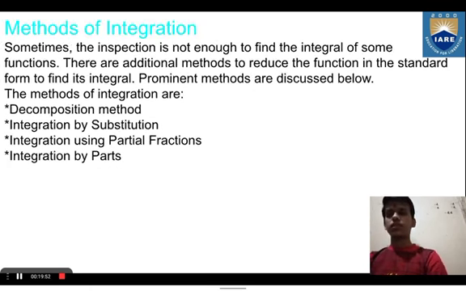Now, what are the methods of integration? Sometimes the standard formulas are not enough to find the integral of some functions. There are additional methods to reduce the function to the standard form to find the integral. What are the prominent methods which we use to find integration? They are the decomposition method, integration by substitution, integration using partial fractions, and integration by parts.